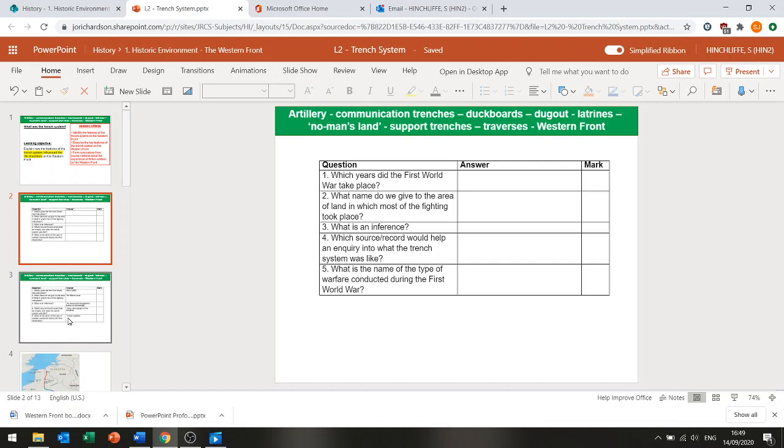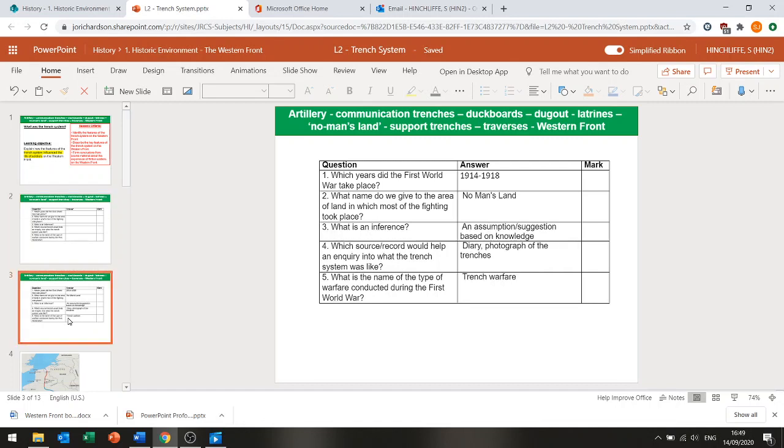Okay, so here are the answers. Question 1, the First World War takes place from 1914 to 1918. The area of land where a lot of fighting took place was called no man's land, and even in warfare today, if there's an area of land between 2 attacking sides, the land in the middle is often called no man's land.